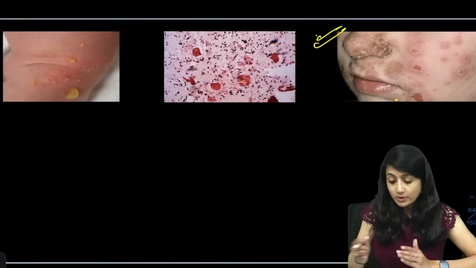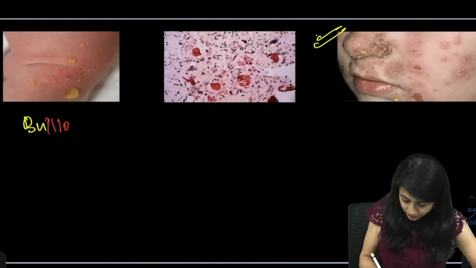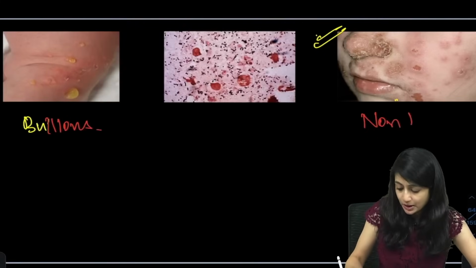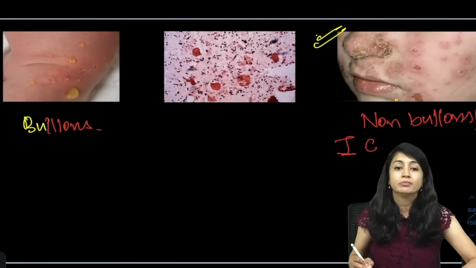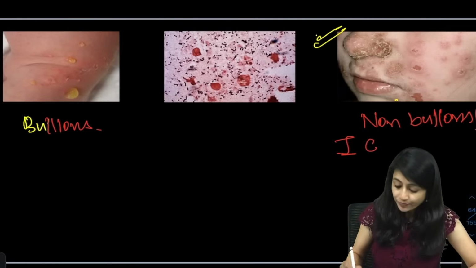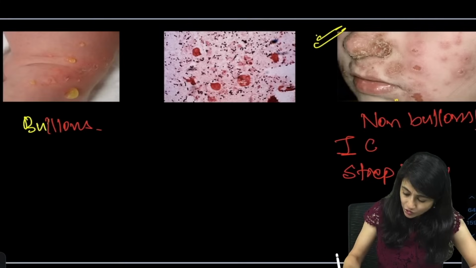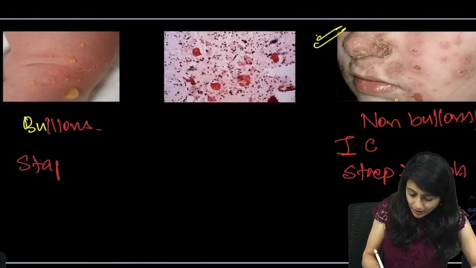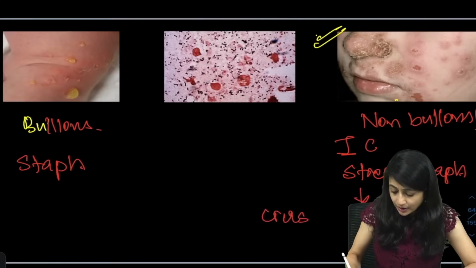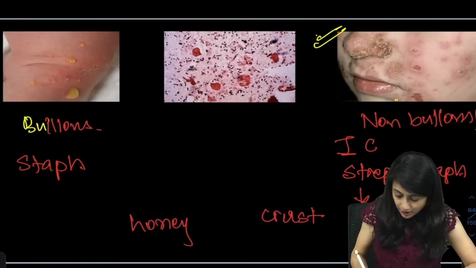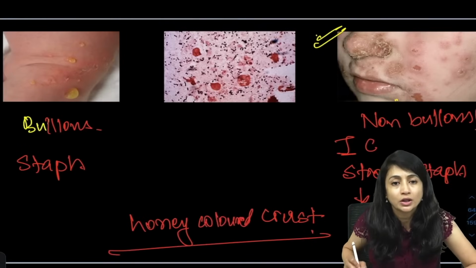I have put 2 images of impetigo. This is bullous impetigo and this is non-bullous impetigo, which is more commonly asked, also called impetigo contagiosum. Now this is caused by strep, can also be caused by staph, but strep is the more common cause. This is caused by staph. Important question asked here: you see honey colored crust. Honey colored crust, if present in the image, you know this is impetigo contagiosum.